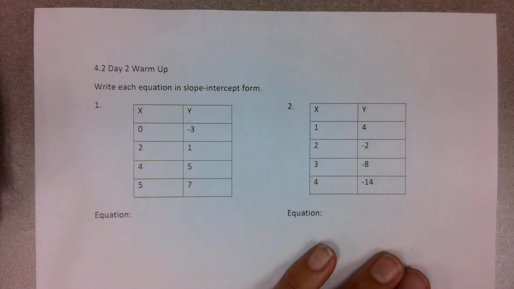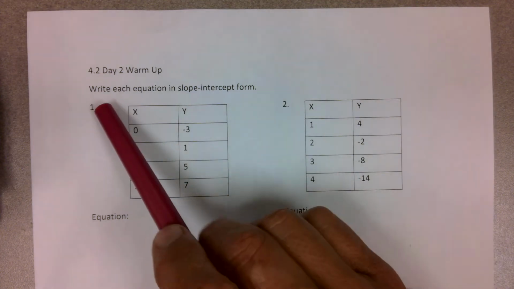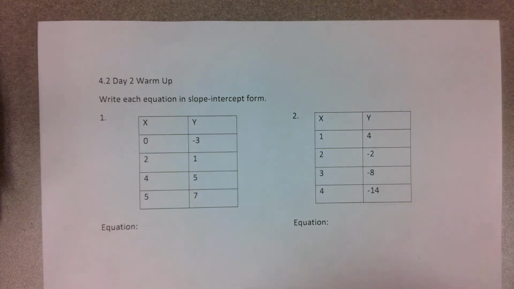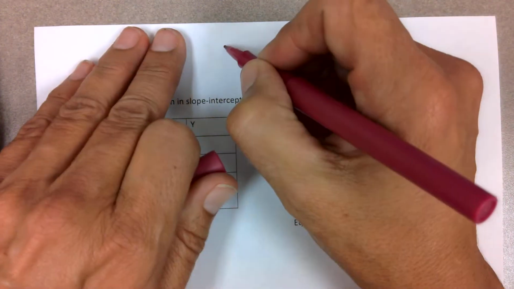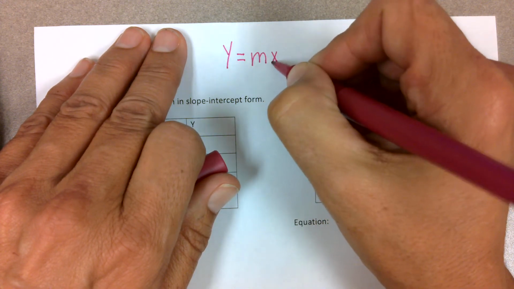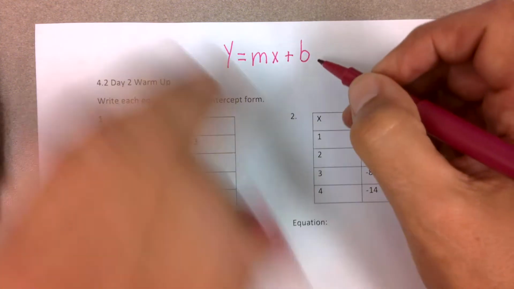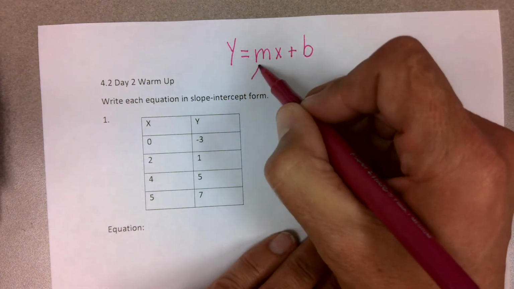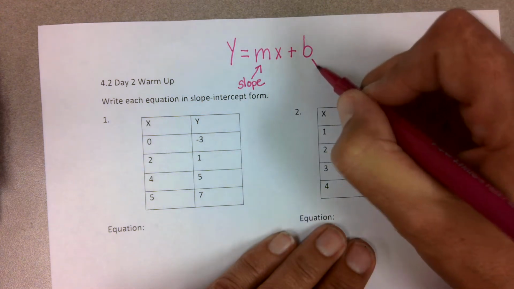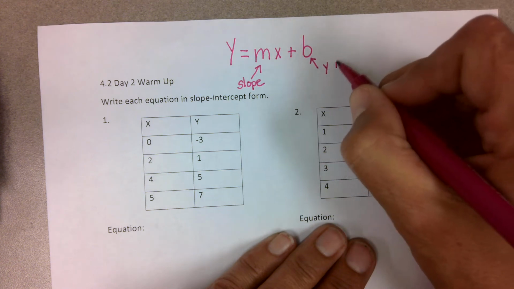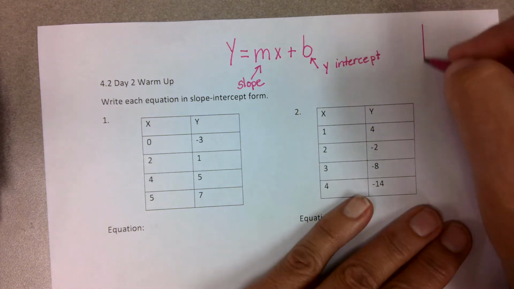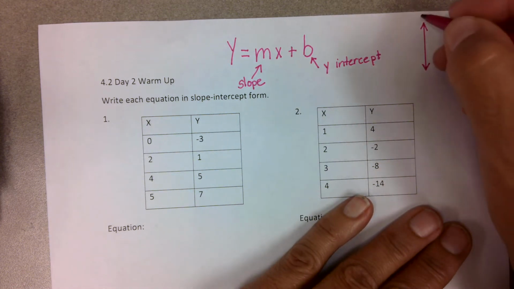Okay, so today what you missed, what we worked on today was writing an equation in slope-intercept form. So if you remember, and this is really important to remember, your slope-intercept form looks like this: y equals mx plus b. Really important, we're going to be using this a lot. m is your slope, and b is what we call the y-intercept.